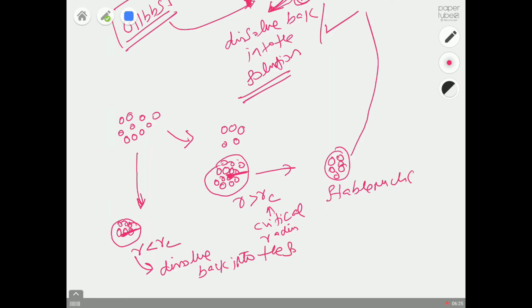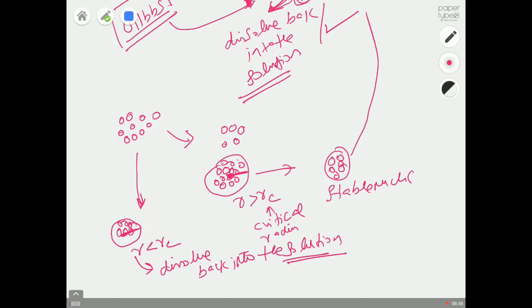Dissolve back into the solution. So that's the general idea Gibbs had in his mind. And using this simple idea, he developed some expressions, which we are going to derive in this lecture. Yeah? So try to keep these things in mind.